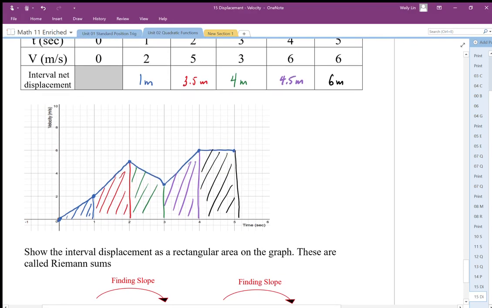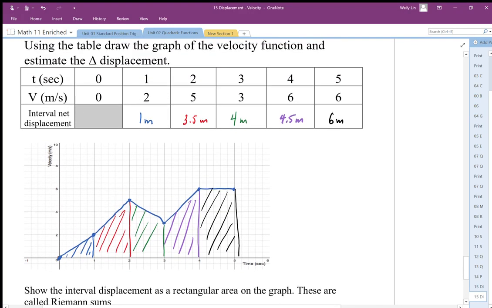Okay, so this is a way we can start with a velocity function and end up with information about displacement, how far we've moved in those time intervals. And in fact, we can find net displacement here by just adding that all up. Okay, so my net displacement here is, let's see, 4.5, 8.5, 13, 19 meters of net displacement.